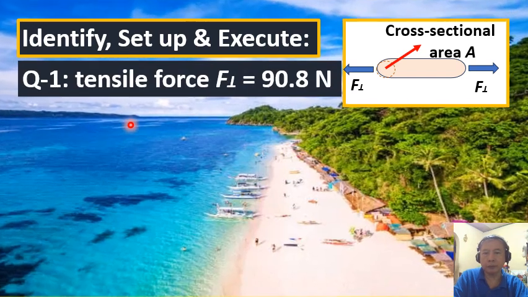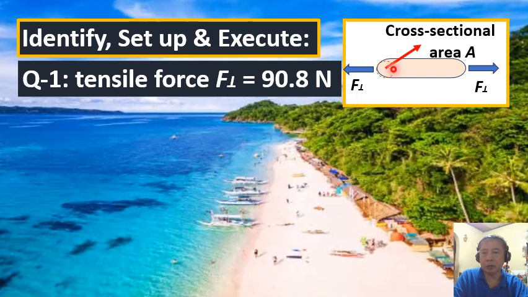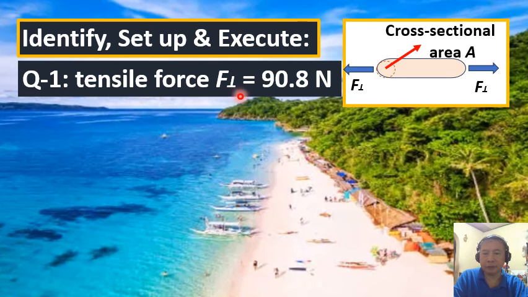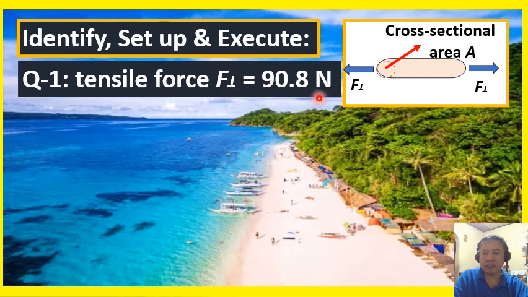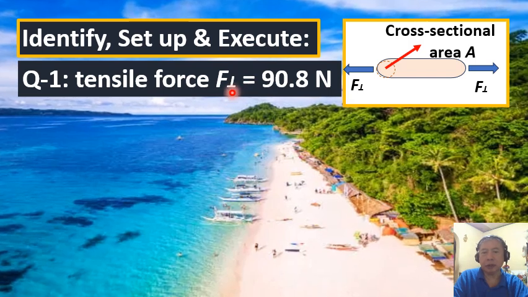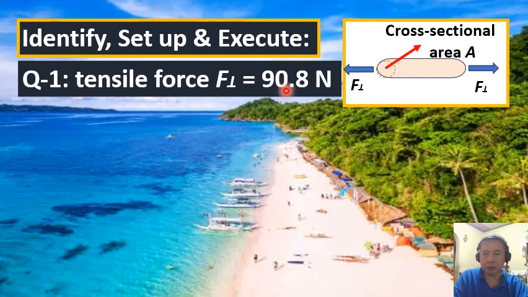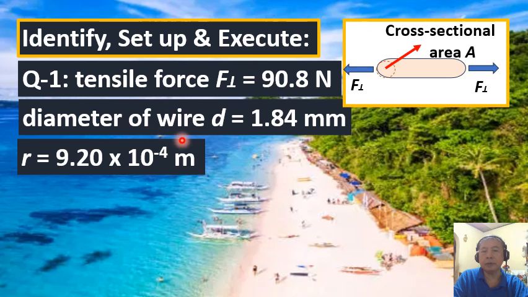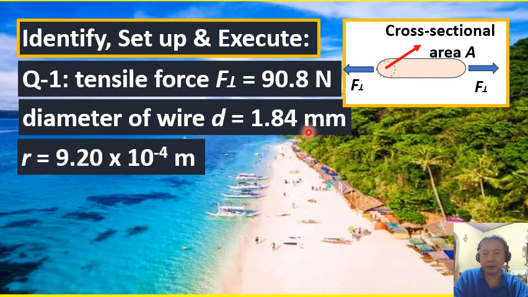In question number 1, we're given the amount of the tensile force exerted on both ends of the wire. And we denote this tensile force with capital F. And to emphasize that this force is perpendicular to the cross-sectional area, we put here the subscript of a perpendicular symbol. And this force is equal to 90.8 newtons. Likewise, we are given the diameter of the wire, D equals 1.84 millimeters.